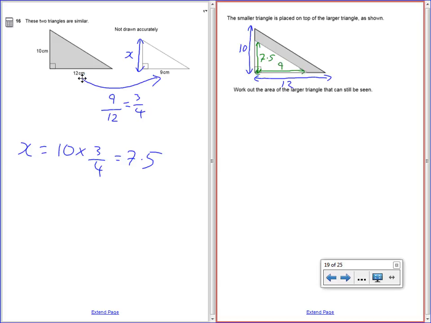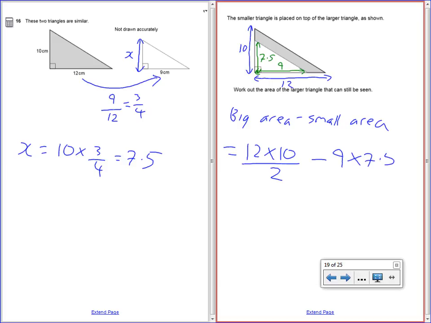So we've got to work out what can still be seen, and what can still be seen is big area minus small area. So area of a triangle is base times height divided by 2, or half base times height. So the big triangle, the base is 12, the height is 10, so we're going to do 12 times 10, then we're going to divide that by 2. And the smaller triangle, the base is 9, the height is 7.5. I'm going to multiply them together, and we're going to divide by 2.